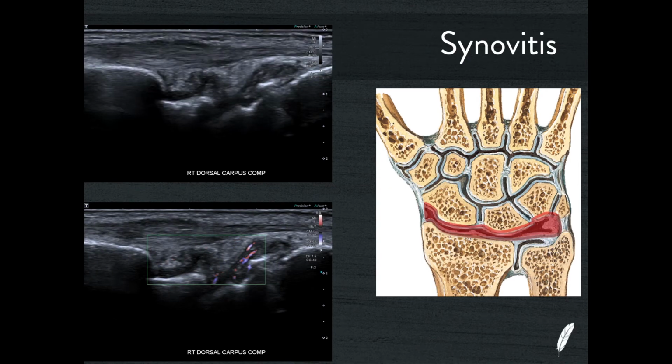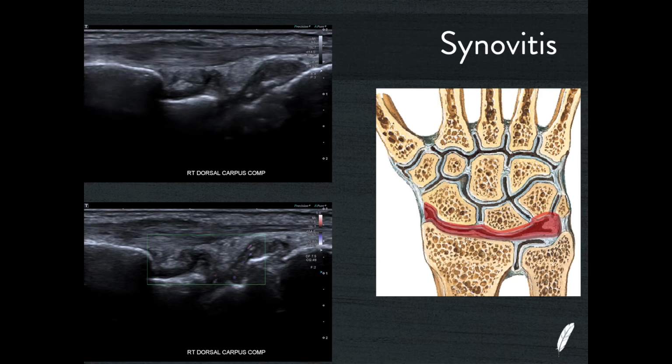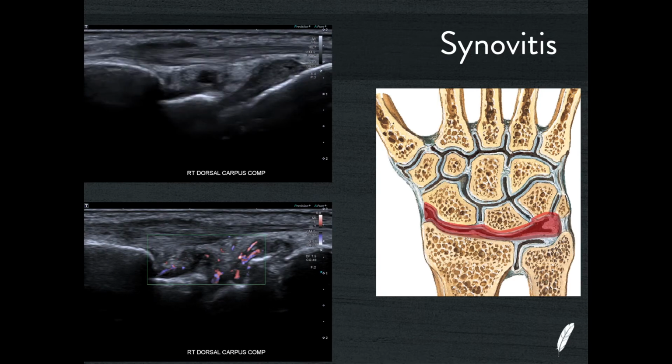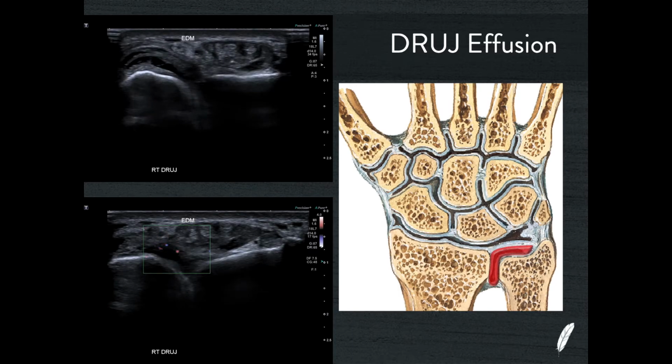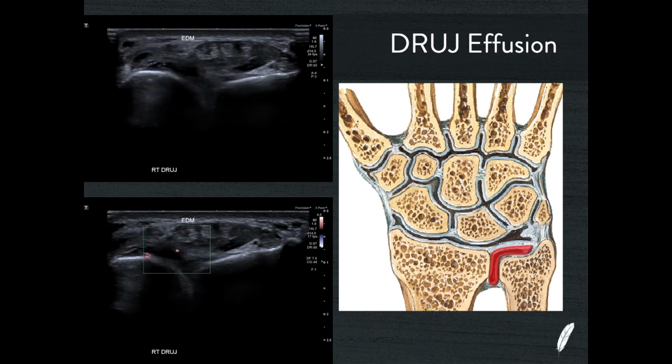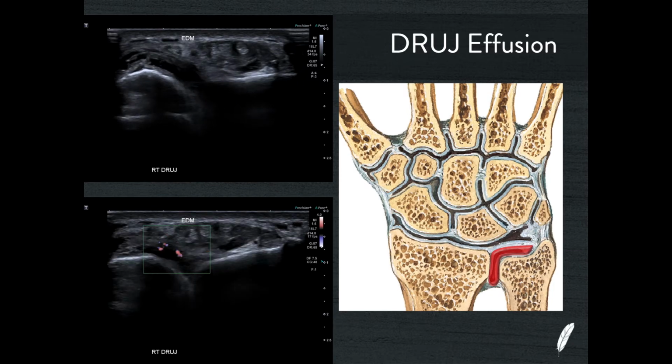And you can see with the B mode and with colour Doppler how this is a very easy diagnosis of synovitis. But what I want to concentrate on is the distal radioulnar joint, which is this one here. The distal radioulnar joint is really commonly affected by rheumatoid arthritis.